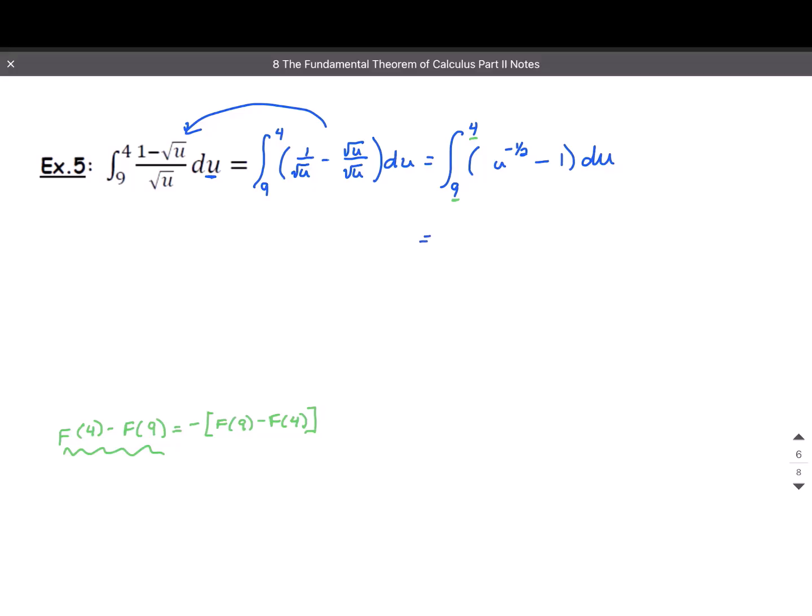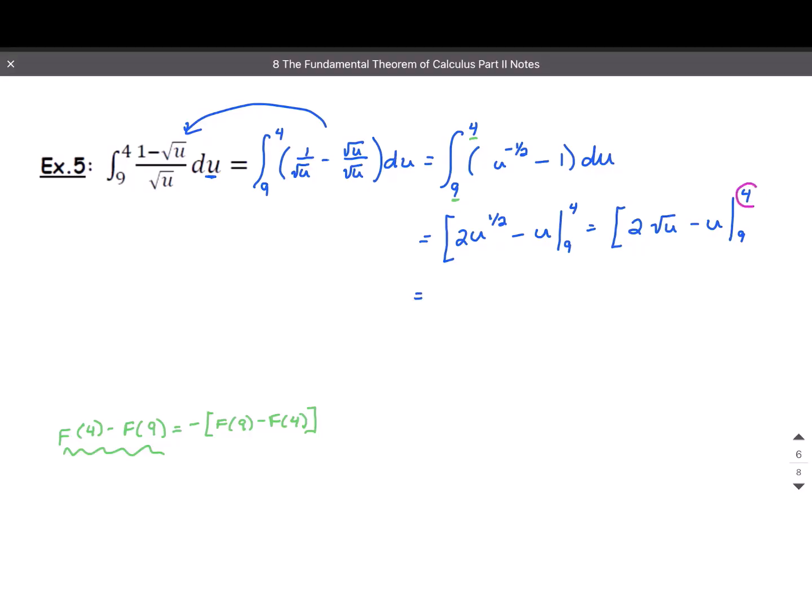Okay, let's do our antiderivative now. What has a derivative of u to the negative 1/2? We add 1 to negative 1/2, that's 1/2. When we divide by 1/2, that's like multiplying by 2. Minus what has a derivative of 1, that's u, evaluated from 9 to 4. So also think about this. Remember, this is 2, and u to the 1/2 is the square root of u, minus u, from 9 to 4. And yes, you can skip that step if you want, that's fine.